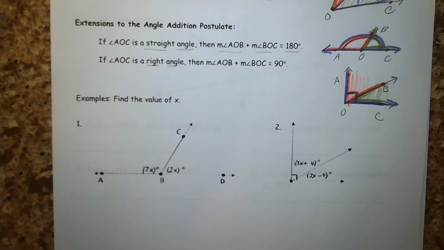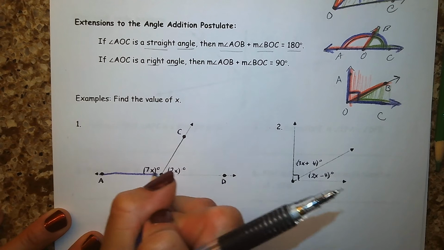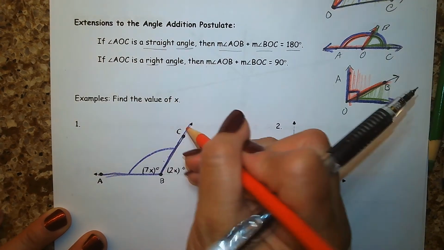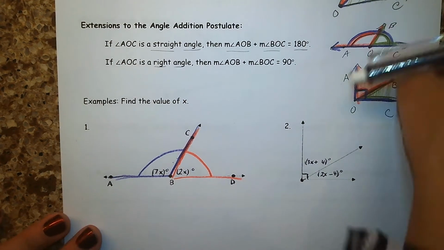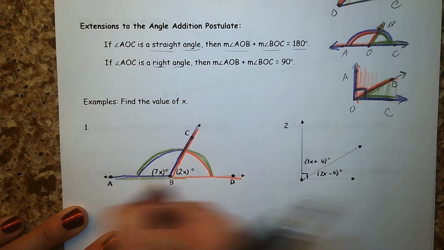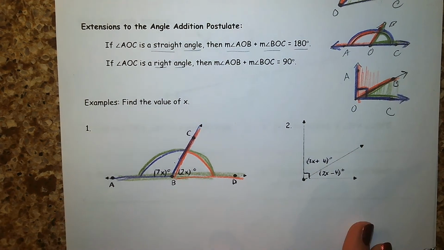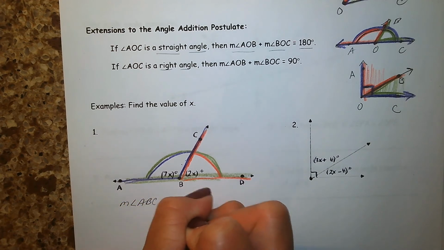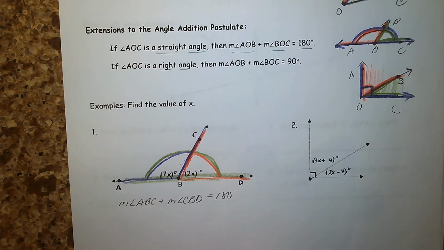All right, let's take a look at these two examples. It says here in the directions to find the value of x. Well, in here you can see you have angle ABC, which is 7x, plus angle CBD, which is 2x. This whole entire thing is a straight line, our straight angle. So we are going to set up our angle addition postulate to say the measure of angle ABC plus the measure of angle CBD is equal to 180, because that's the whole angle. We have a straight line here.